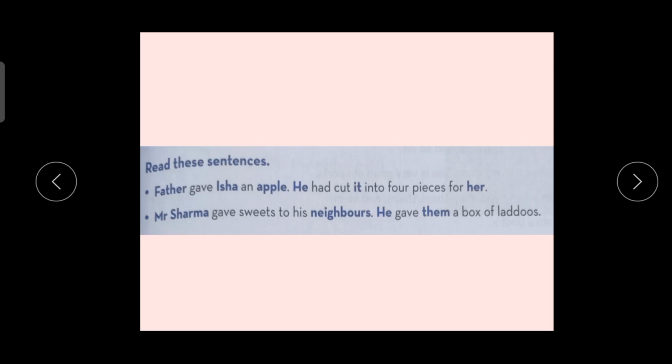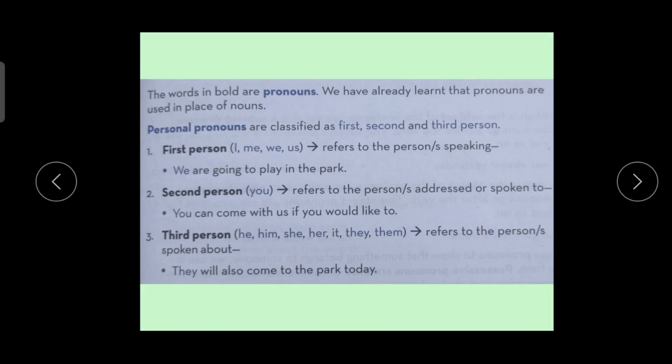Mr. Sharma gave sweets to his neighbors. He gave them a box of laddus. Here, as you can see, Mr. Sharma is a noun and neighbors is also a noun. In the next sentence, we have used he for Mr. Sharma and them for his neighbors. The words in bold are pronouns.